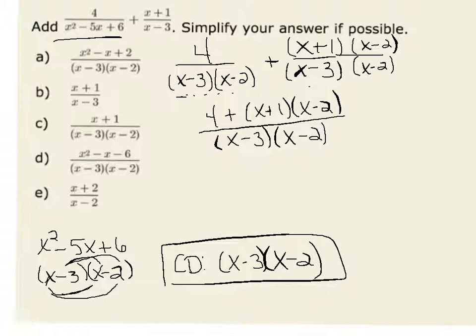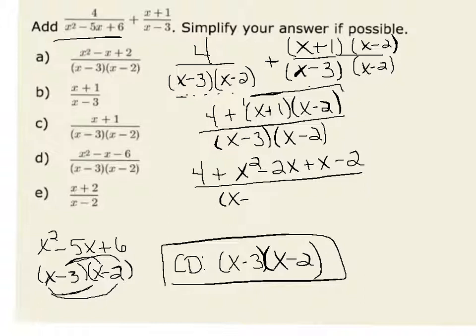Now I must simplify my answer. One way that I can do this is use the distributive property to simplify x plus 1 times x minus 2. When I do that, I have 4 plus, well, let's see, x times x, or x squared, x times a negative 2, or a negative 2x, 1 times x, or a plus x, and 1 times a negative 2, or a negative 2. That is still all over my common denominator.